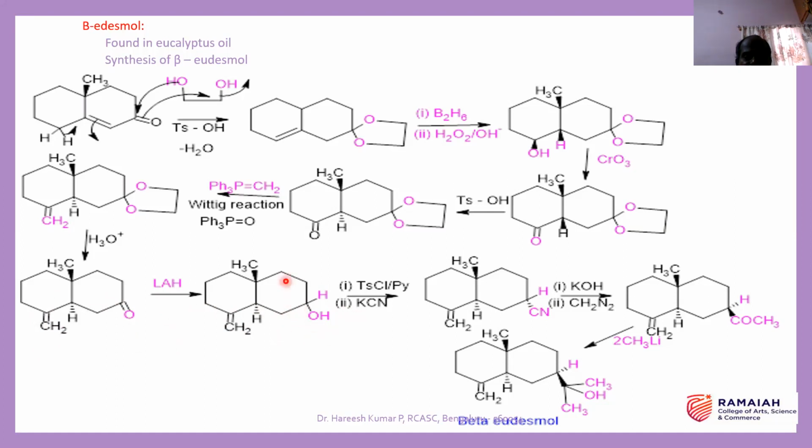And from here, alcohol to cyanide. So how is the conversion of alcohol to cyanide done? Initially, you know that alcohol is a poor leaving group. A poor leaving group can be converted into a better leaving group by treating with tosyl chloride. TsCl is called tosyl chloride, more particularly para-toluenesulfonyl chloride, CH3C6H4SO2Cl.